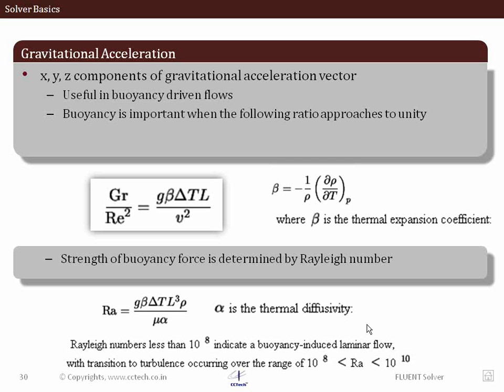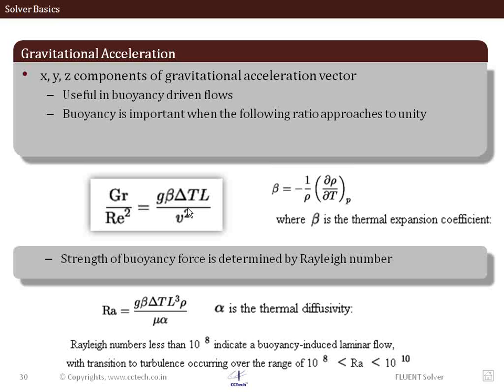If I include the gravitational acceleration effects, that's typically because of buoyancy driven flows. Now, buoyancy-driven flows are especially important when this ratio, Grashof number divided by the Reynolds number square, starts approaching unity, usually it's quite low. In that case, natural convection effects are not so significant, but if it approaches 1 or even exceeds it, in that case the natural convection effects are quite significant.